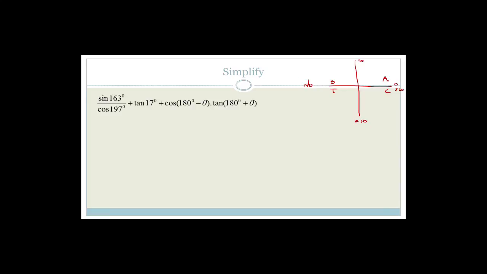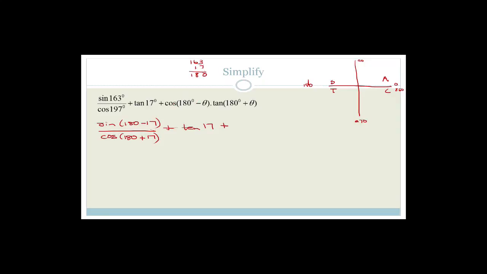Sine of 163, do you agree that that's the same as sine of 180 degrees minus 17? Just think about this: 163 plus 17, 3 and 7 is 10, carry 1, 6 and 1 is 7, that's 180. So there you go, sine of 180 minus 17. This is the same as cos of 180 plus 17, plus tan 17, plus cos of 180 minus theta.